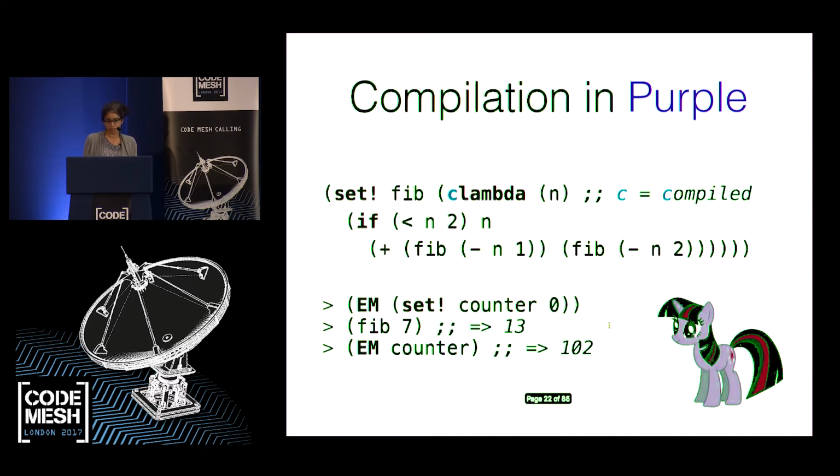OK. So now, what about compilation? One thing we do in Purple is that instead of lambda, you can use C lambda to say that this is a compilation unit. And if I look at the behavior, it's exactly the same as before. I basically have this Fibonacci function, and I compiled it, but I'm not showing the target compilation yet. But you can see that it has exactly the same behavior as when this was just a normal lambda.